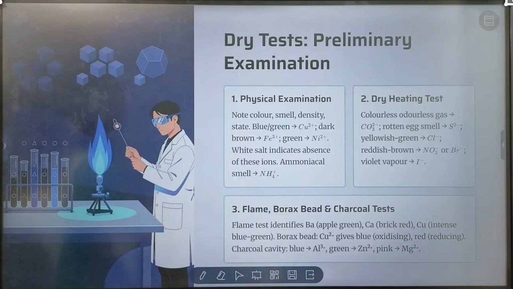And these two together form a glassy bead, which is a colorless bead. And if you mix the salt which is given to you with this glassy bead, and introduce that into the luminous flame or the non-luminous flame, you can identify it from the color. These are said to be the oxidizing flame and the non-oxidizing flame.